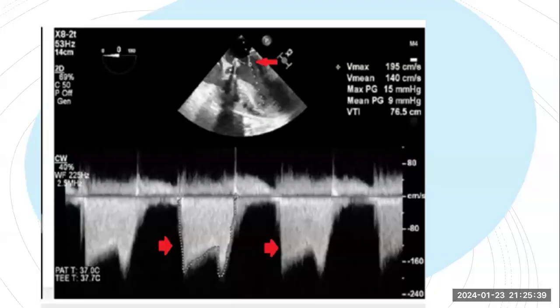Continue with us, Doctor. What do you see here? So you can see that the gradient across the mitral valve is high, am I right? Because of the presence of this vegetation. The mean gradient is 9.